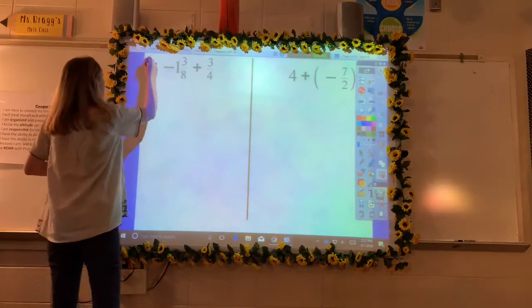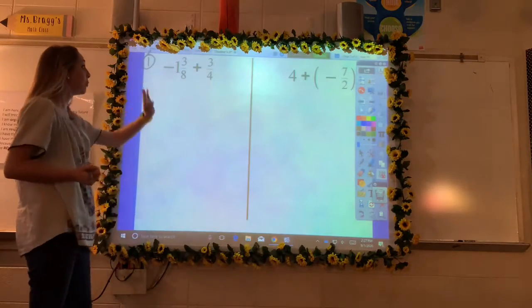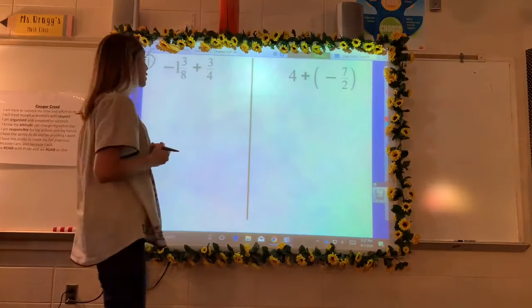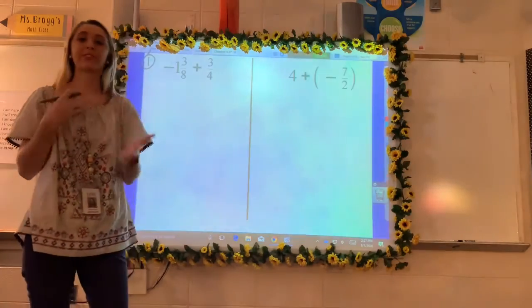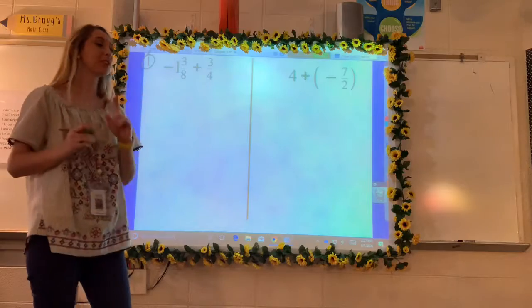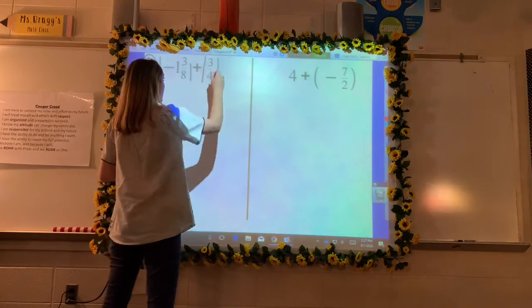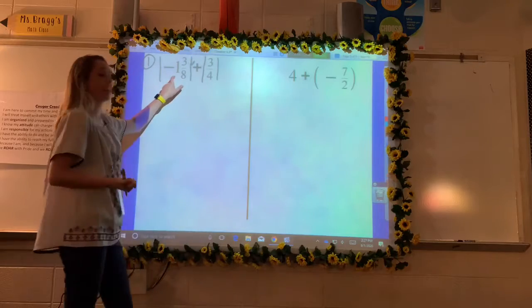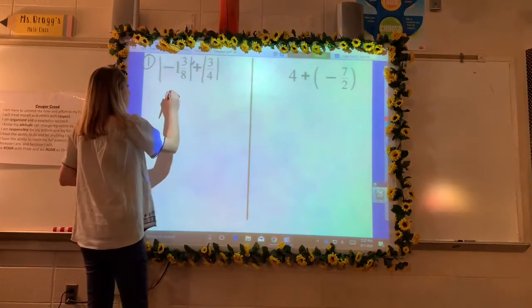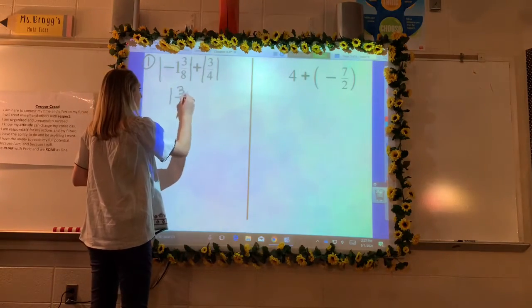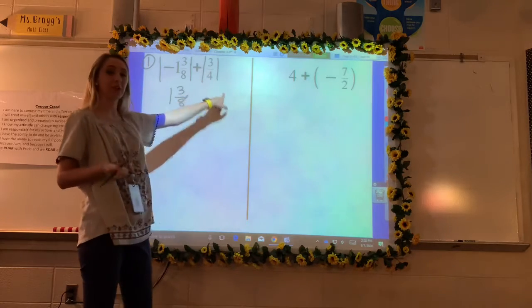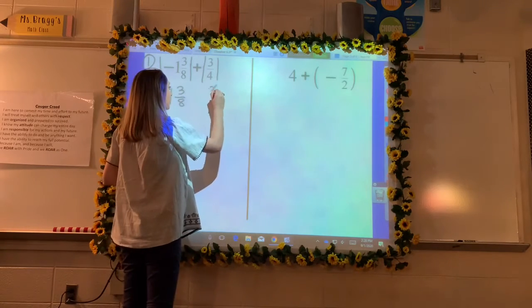The first one, we have -1 3/8 plus 3/4, okay? So we have different signs, but the very first thing we do is we want to take the absolute value of both. So the absolute value of negative 1 3/8 would be 1 3/8, and the absolute value of 3/4 would be 3/4.